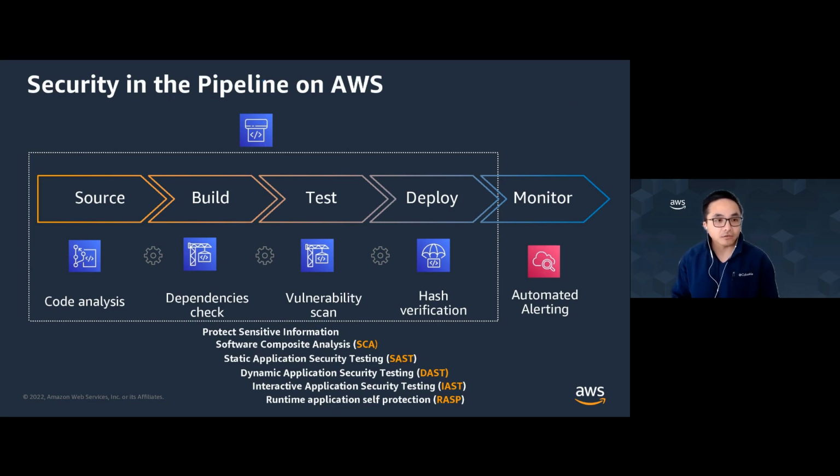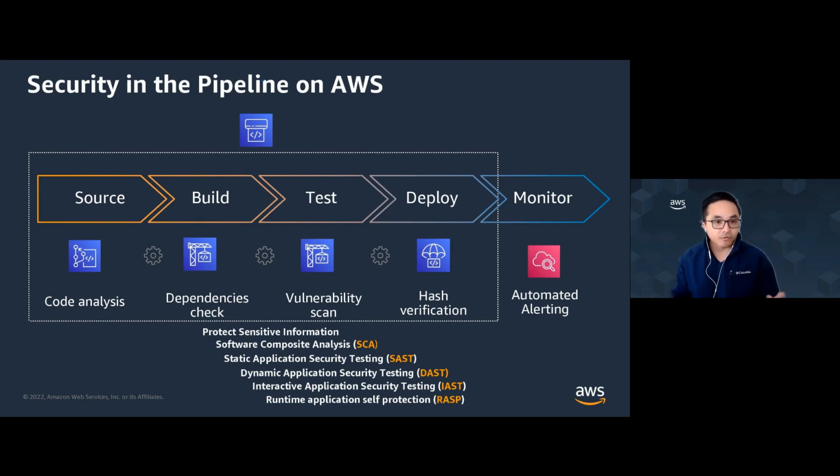Let's move on to security in the pipeline for AWS and what that means. Security in the pipeline is all the security tooling and scans that will be run within your pipeline to analyze and assess your application code. It starts all the way from source code control, throughout building, testing, deploying, and monitoring your application. With source code control, you want to do code analysis to protect sensitive information. With building your code, you want to check all the dependencies and make sure that they are good, with no security loophole.